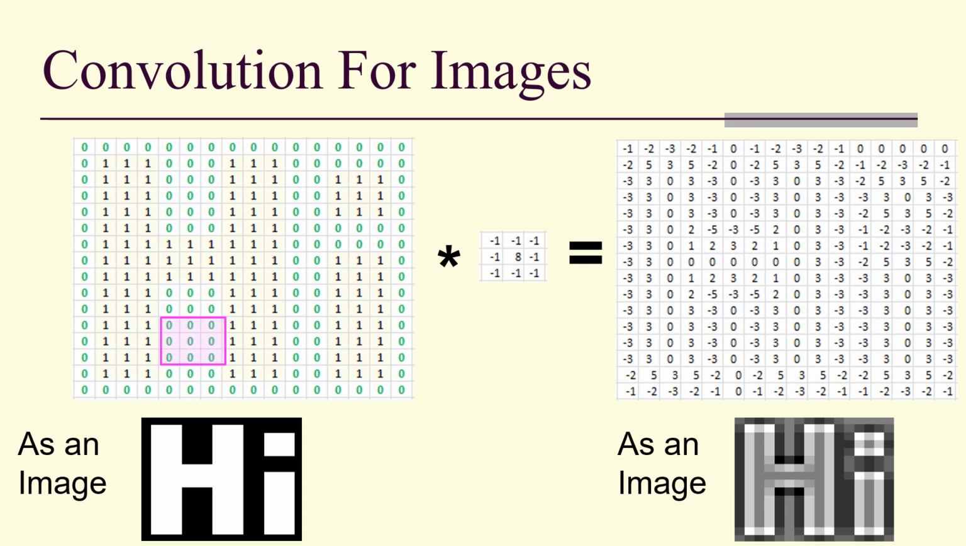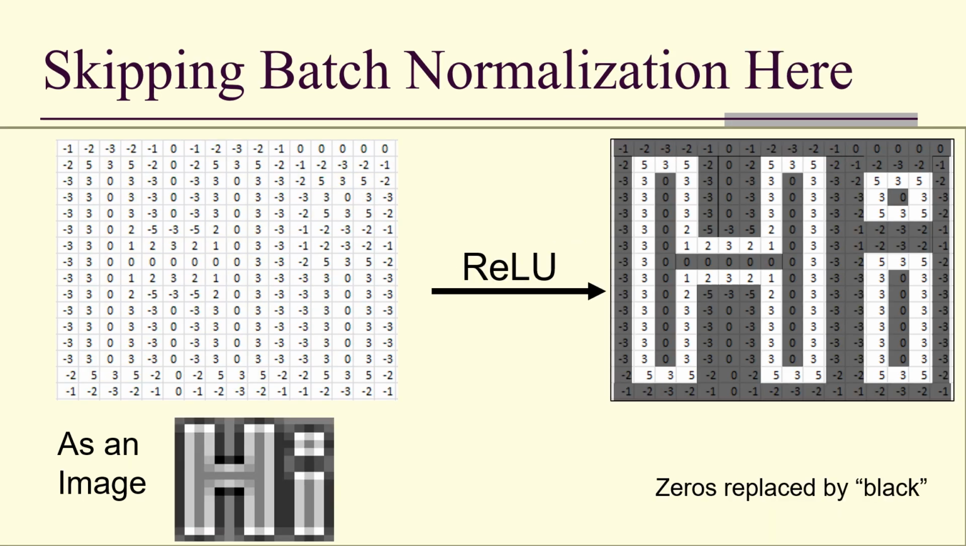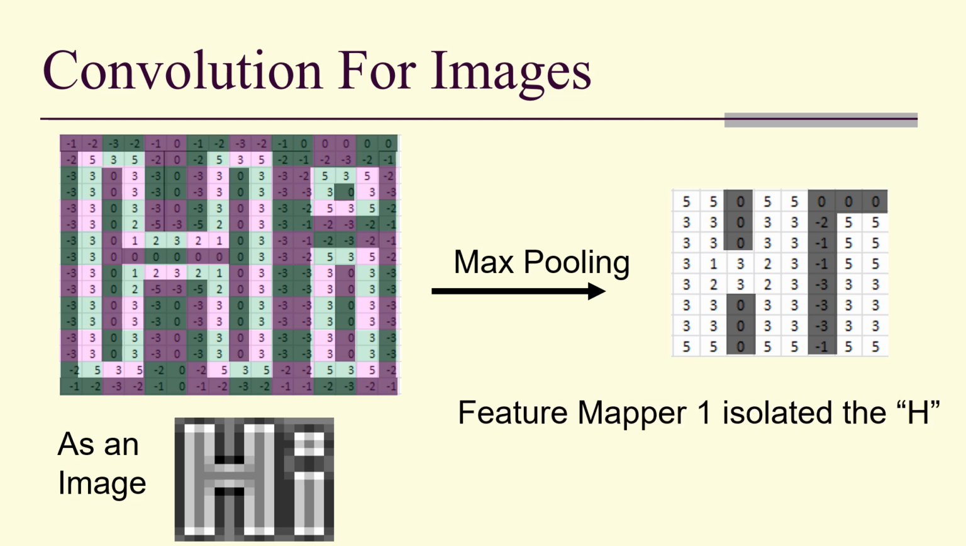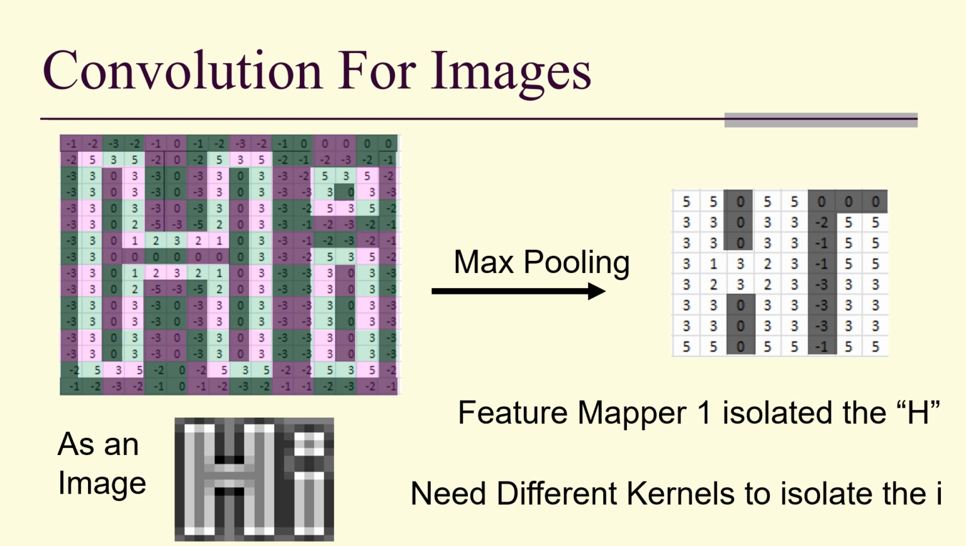So here's convolution for images. We saw that earlier. Here we are now going to apply the ReLU, and all these negatives are going to go to zeros. And notice I shaded where I have zeros in black. Everywhere you see the dark color, it's zero after the ReLU. And then I do a max pooling, and you can see what's happened. When I look at this as an image, I've isolated the H. I'll need different kernels to isolate the I, but you can see how this feature mapper approach can pull these images apart and learn the different parts of the images.